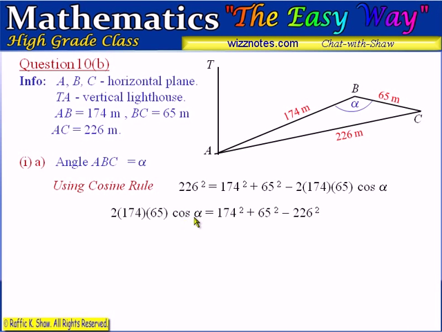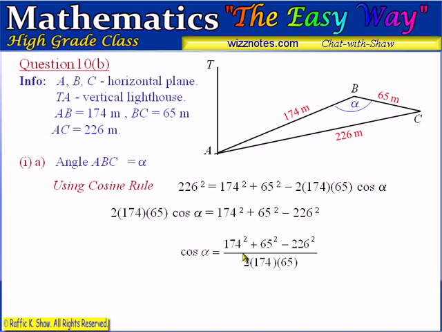Now that we have the cos alpha term on this side, we can divide both sides by this multiplication here, the 2 multiplied by 174 multiplied by 65. When we divide both sides by that, the result is this. And so cos alpha is 174 squared plus 65 squared minus 226 squared, all divided by 2 multiplied by 174 multiplied by 65.